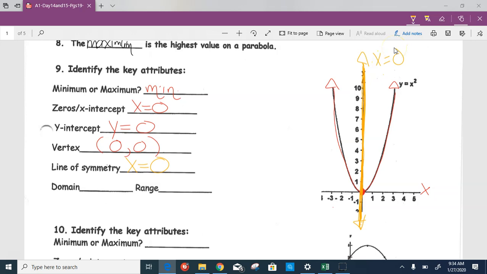Our domain and range. Well, our domain, we notice we have arrow tips here, and this graph really does keep spreading left and right forever. So our domain then would be all real numbers because it goes left and right forever.